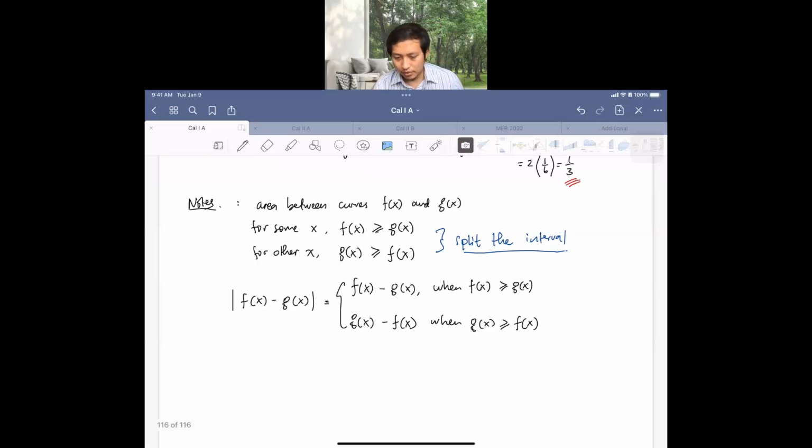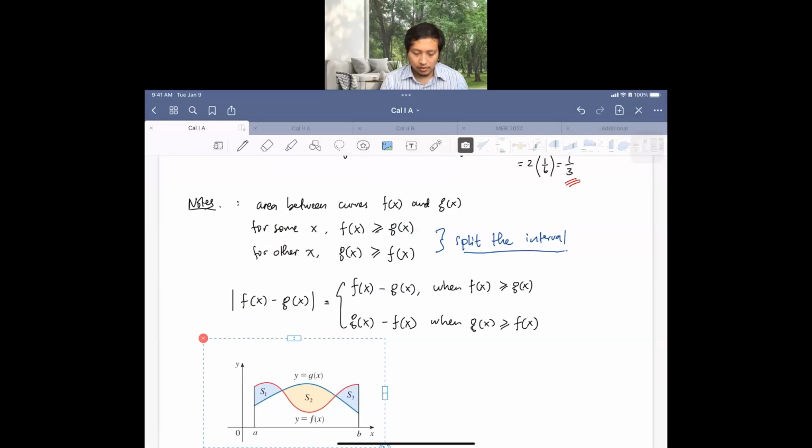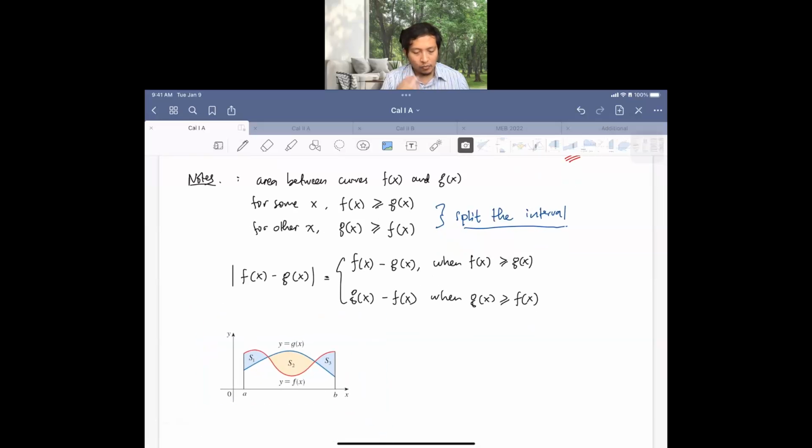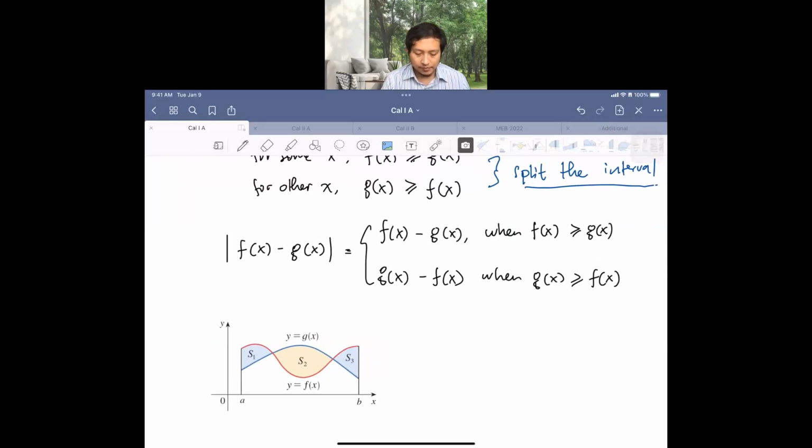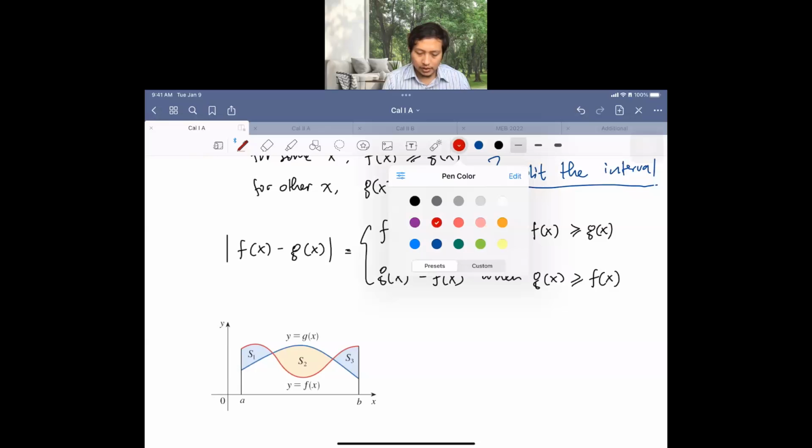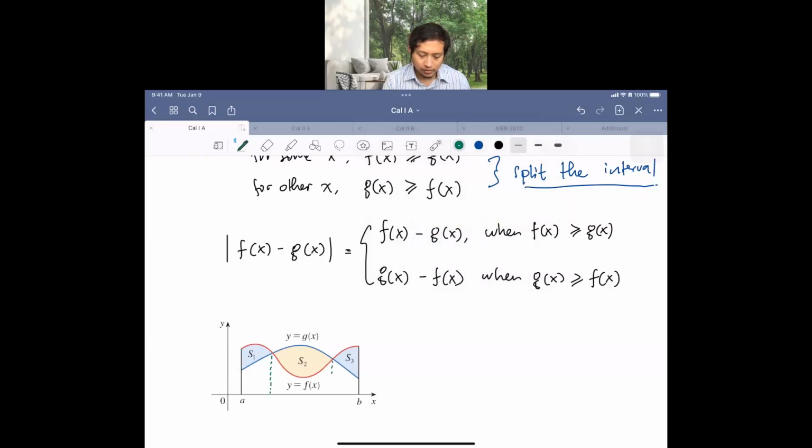If you set it up in a picture, then probably this will be what I mean. So we can separate the interval. For example, we can set up another new interval here, which is C, D. So A to C will be S1, D to B will be S3, and S2 will be C to D. But we can still write it down as one single formula using the absolute value.